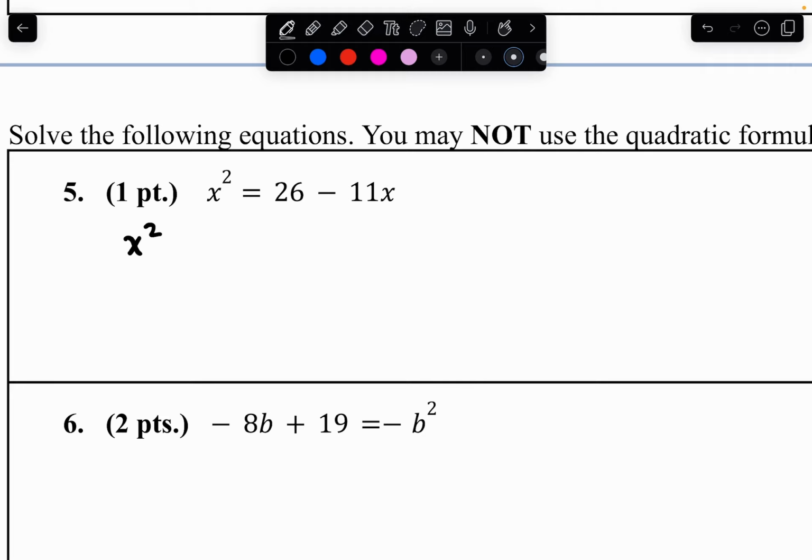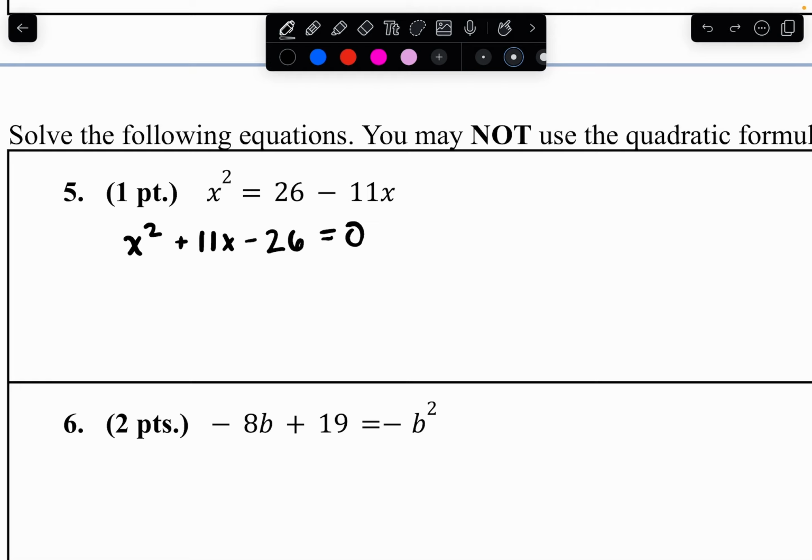Okay. Number 5, we have x squared is equal to 26 minus 11x. First thing you want to do, anytime you're solving any quadratic equation, is set it in standard form. A lot of us went straight into trying to complete the square, and that was a very, very respectfully dumb method of doing it. First of all, factoring, especially if you don't have a leading coefficient, like in this case, should be your first go-to. If you don't have a leading coefficient, you should see if you can factor this by inspection.